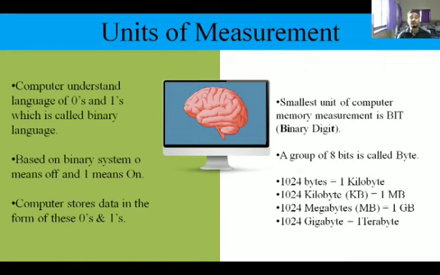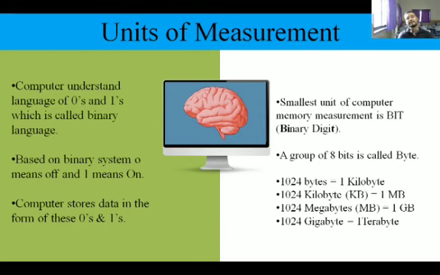Now you might be wondering, Jio is giving 1 GB internet per day, 2 GB internet per day. That GB means 1024 MB. 1 MB means 1024 KB. 1 KB means 1024 bytes. And 1 byte is equal to 8 bits. Understood? This is the simple measurement of computer's memory. Understood this one? Very nice.